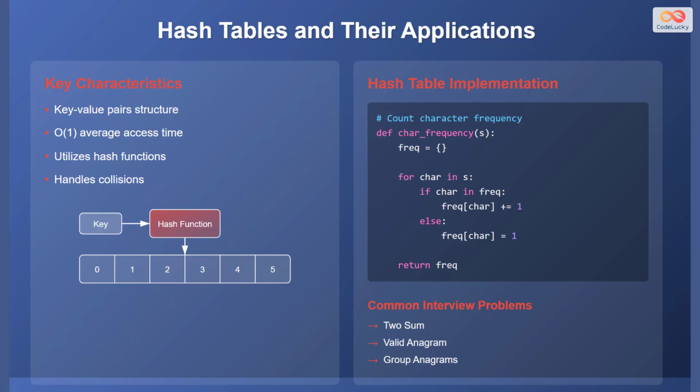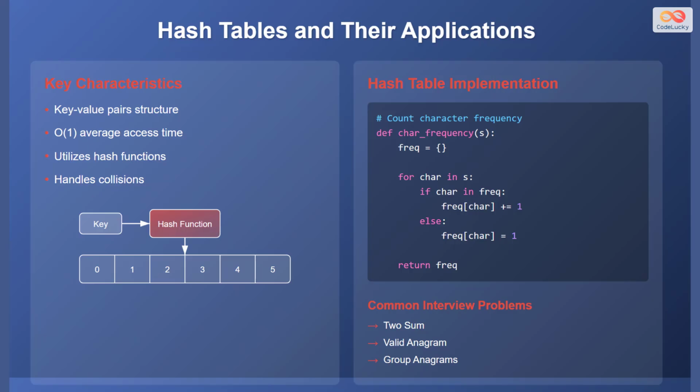Here is an example of hash table implementation. The Python code defines a function called char frequency that counts the frequency of each character in a string using a hash table. Finally, let's discuss some common interview problems involving hash tables.